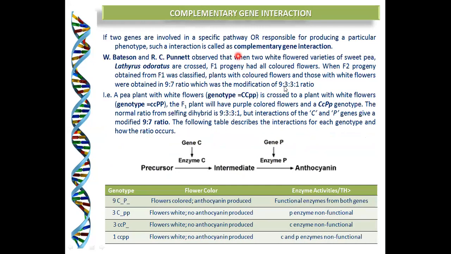Now, this is the first type of interaction. We are going to see different types of interactions. So this is the first type of interaction. That type of interaction is called complementary gene interaction. In the last lecture, I told you that these interactions may be positive or they may be negative.